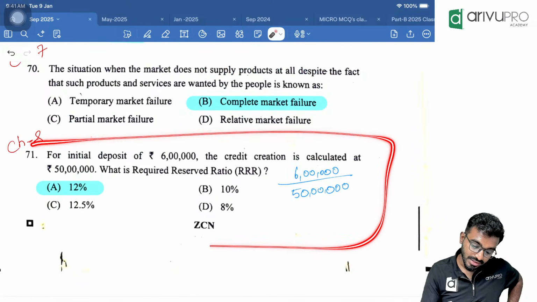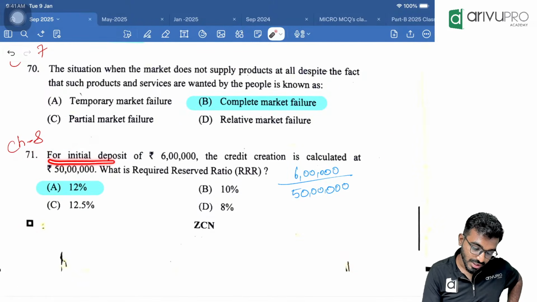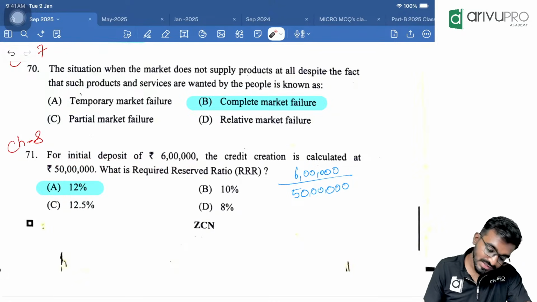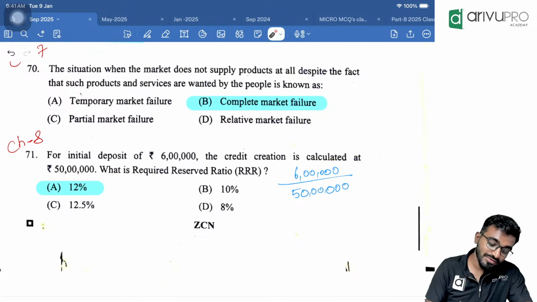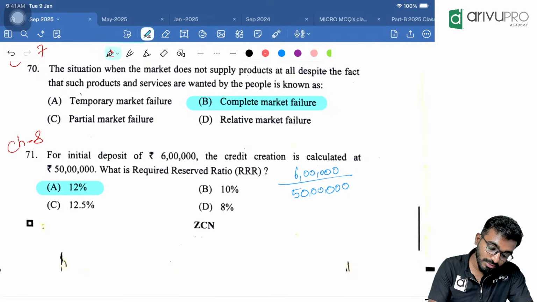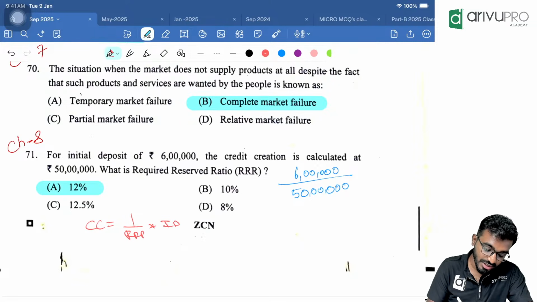We did this already. For the initial deposit of 6 lakh, credit creation is calculated as 50 lakh. They have only given the answer. What was the formula? Credit creation is 1 by RRR into initial deposit. Credit creation, 50 lakh, equals 1 by RRR into the initial deposit of 6 lakh. So the required reserve ratio is what we have to identify. 1 into 6 lakh is 6 lakh only.